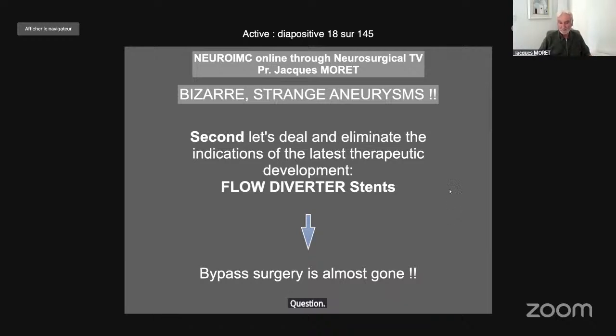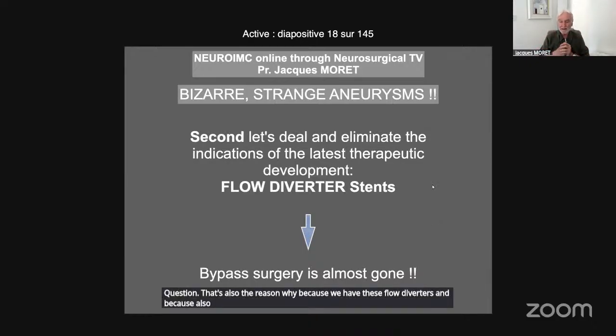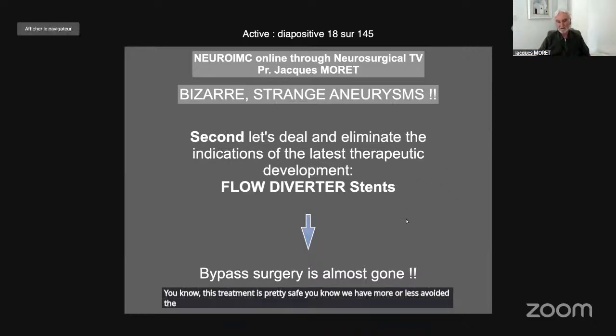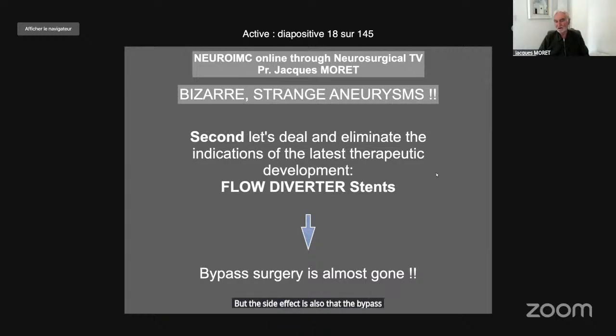That's also the reason why, because we have these flow diverters and because also the medical management of the patients in whom we deliver the flow diverter stent is much better under control with the new antiplatelet treatment. You know, this treatment is pretty safe. We have more or less avoided the clotting complication. But the side effect is also that the bypass surgery is almost gone. The rationale to perform a bypass surgery today is extremely, extremely rare.